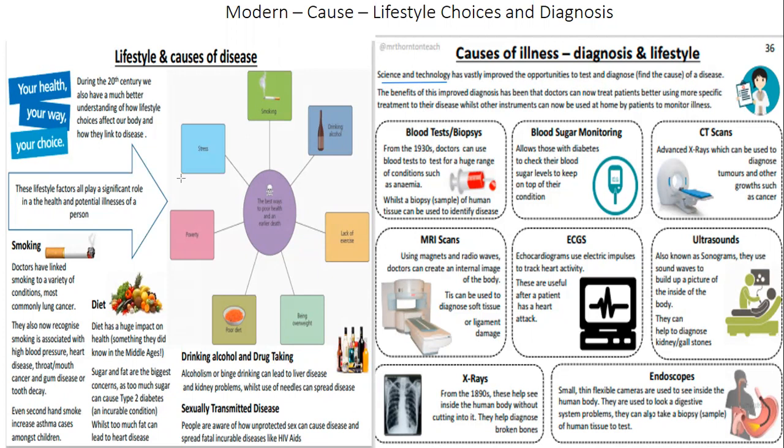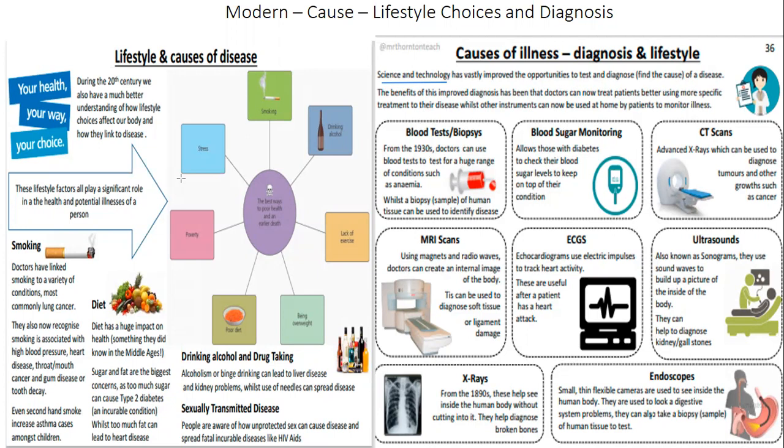Ultrasounds are also known as sonograms, and they're used to build a picture of the inside of the body. They are commonly used in pregnancy, but they can also be used to diagnose kidney or gallstones. X-rays from the 1890s were used to help see inside the human body without cutting into it. X-rays are more commonly used to diagnose broken bones.